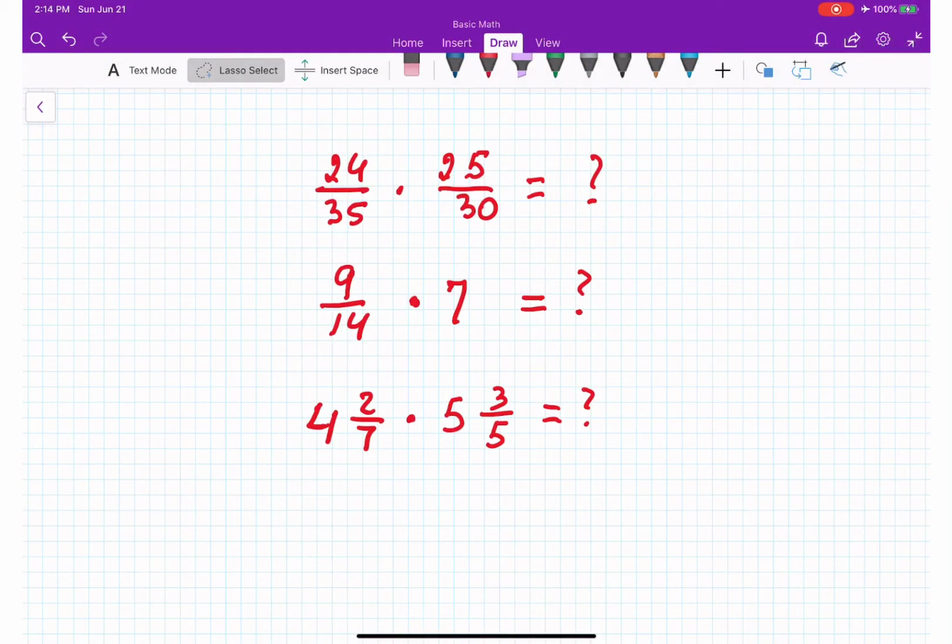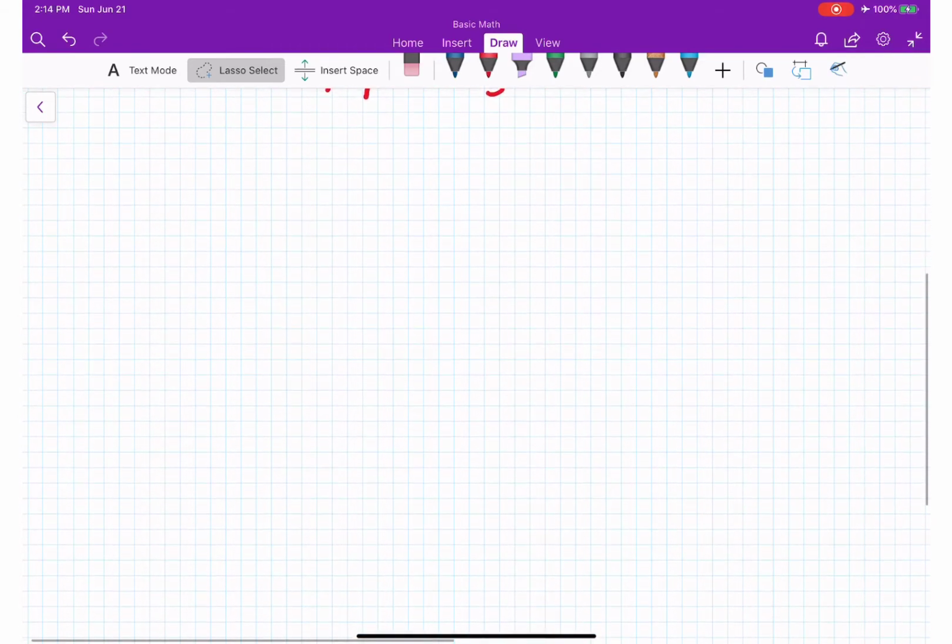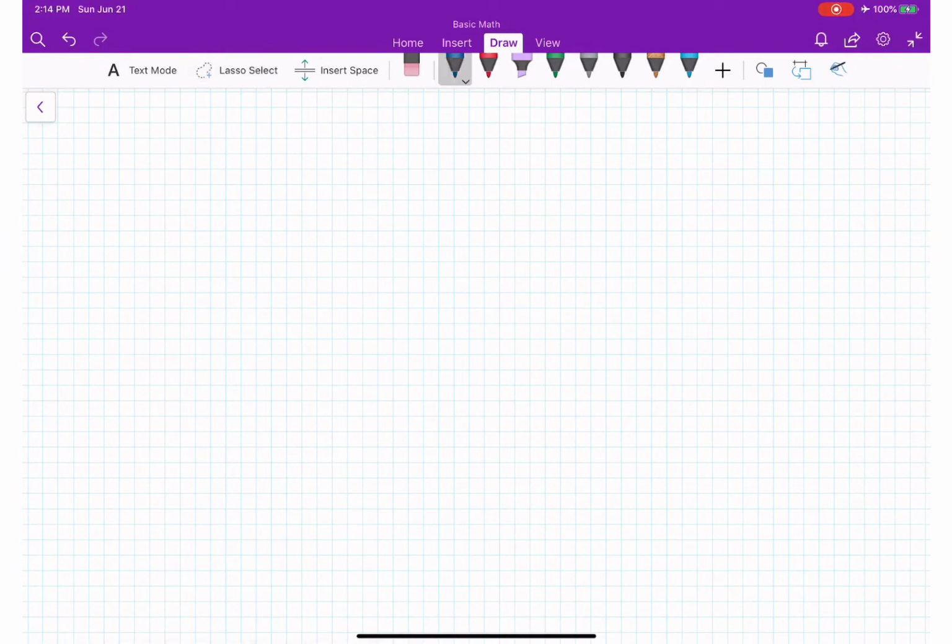Okay, let's learn how to multiply simple fractions. Before I solve these problems, I would like to show you how to do it. For example, 2 over 5 times 3 over 4. When you multiply simple fractions, you usually take the numerator of one fraction multiplied by the numerator of another fraction.